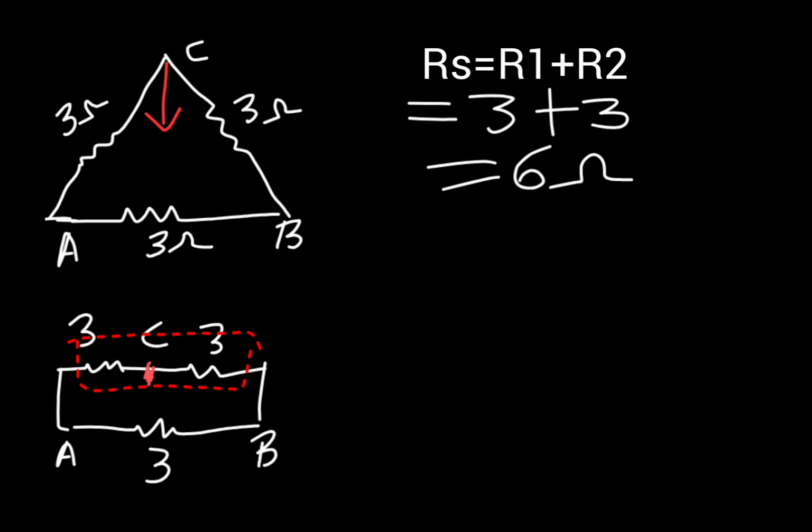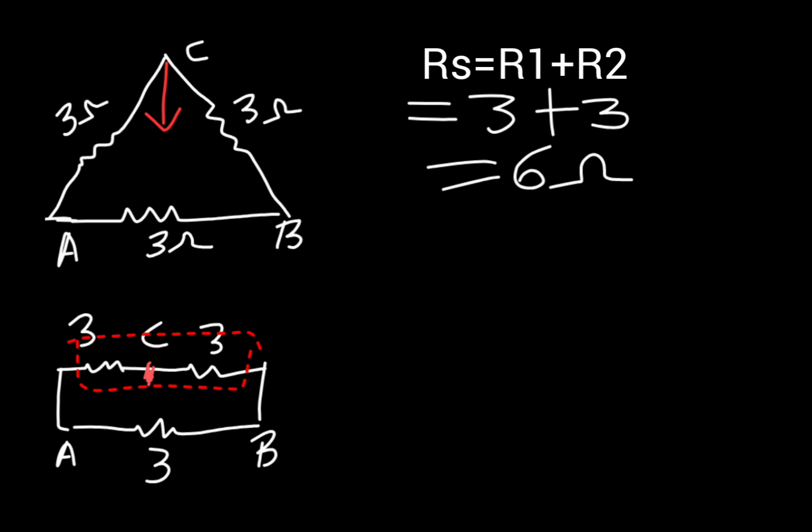Here we can apply the series combination formula for these two 3 ohm resistors. The 3 ohm resistors are connected in series. So you just apply these values in the series combination formula. Rs is equal to R1 plus R2. 3 ohm plus 3 ohm gives 6 ohm. So at the point C we got 6 ohm.